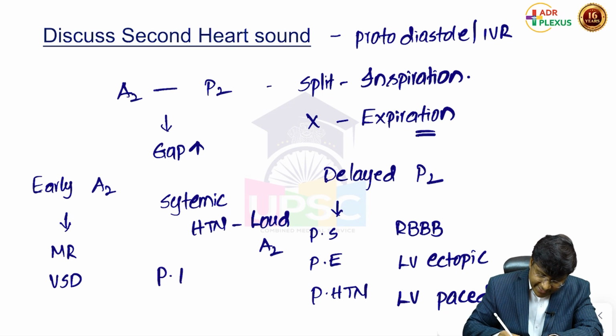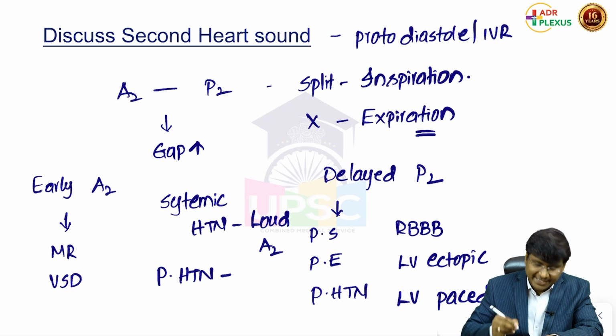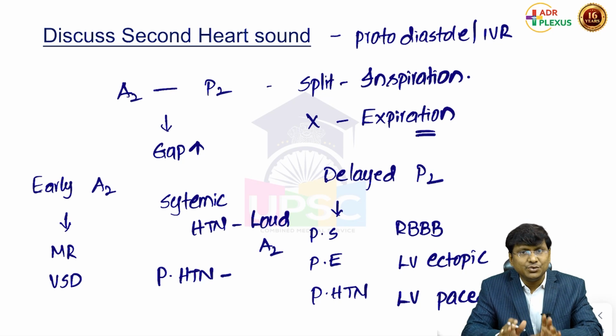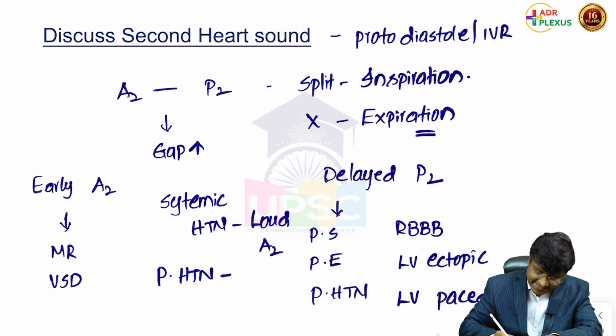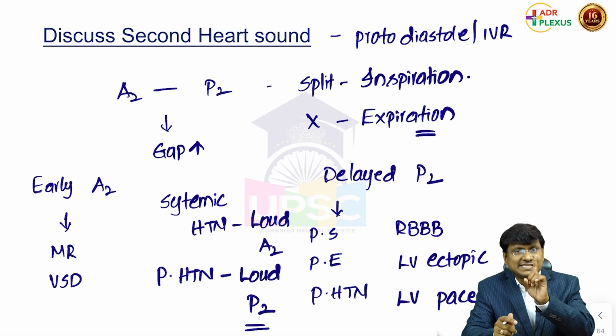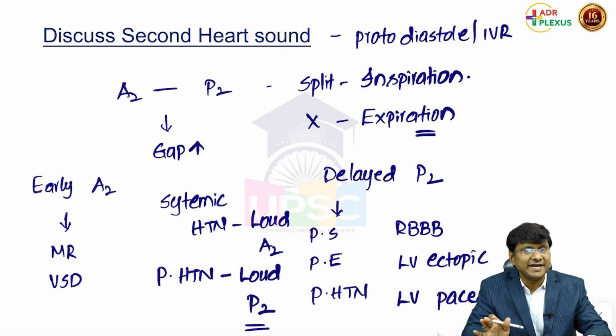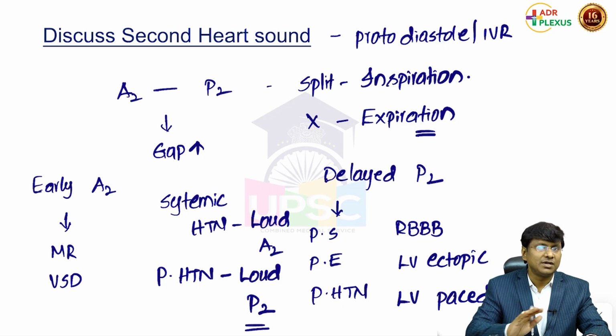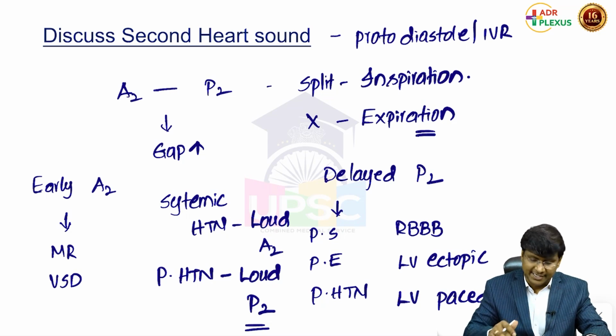Whereas in the case of pulmonary hypertension, you will listen to only a single sound, and that is a loud P2, right? Okay, so a single sound is heard in systemic hypertension as well as pulmonary hypertension. So this is about the discussion related to the second heart sound.